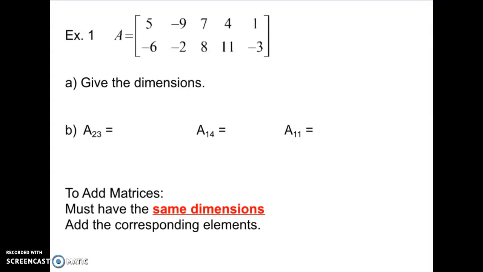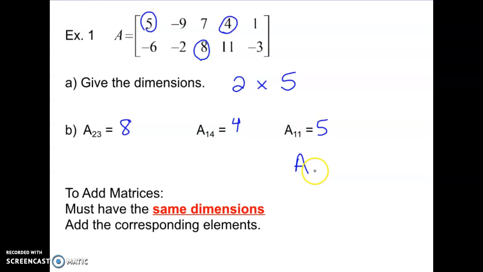All right, let's practice. Go ahead and pause the video and see if you can get these right. So pause the video, try these, and then resume. All right, it would be a 2 by 5 matrix. The second row, third item would be an 8. The first row, fourth item would be a 4. And the first row, first item would be a 5. When I was looking on Khan Academy to possibly give you a Khan Academy assignment, they write it a little bit different, but it means the same thing.